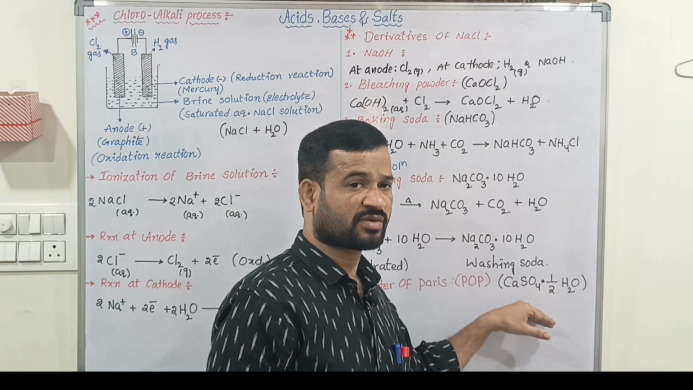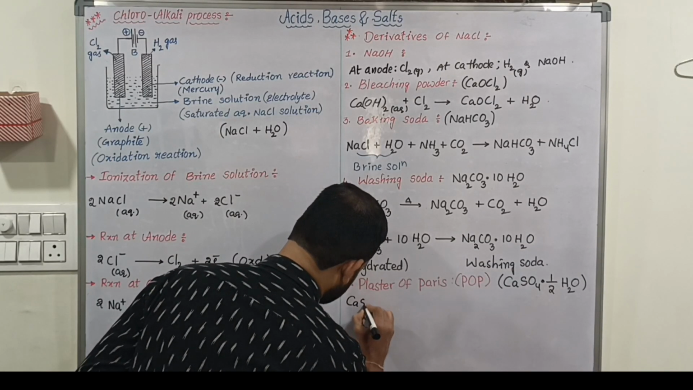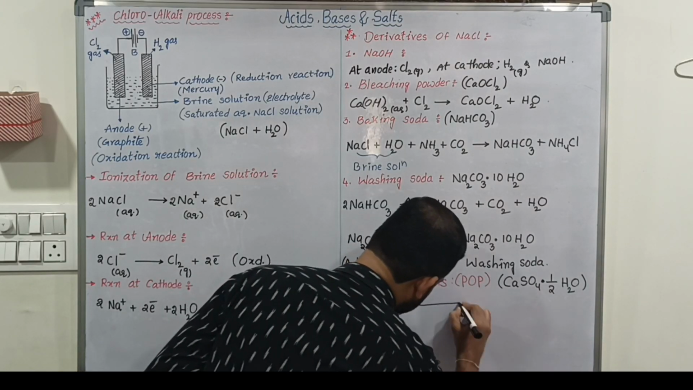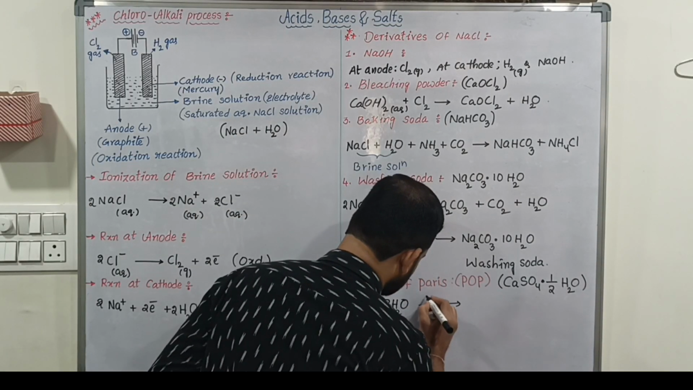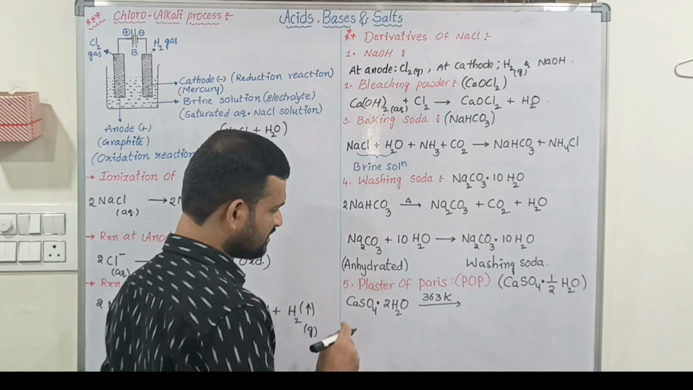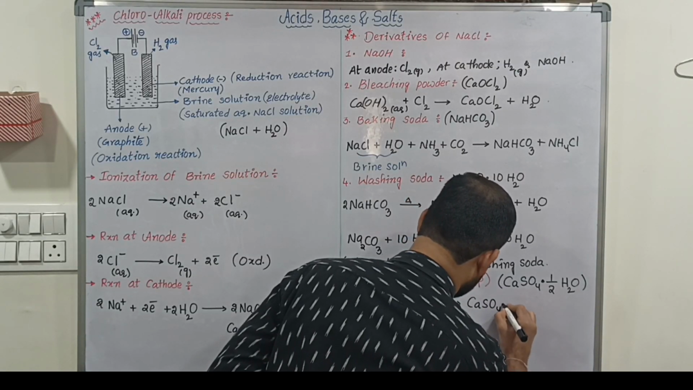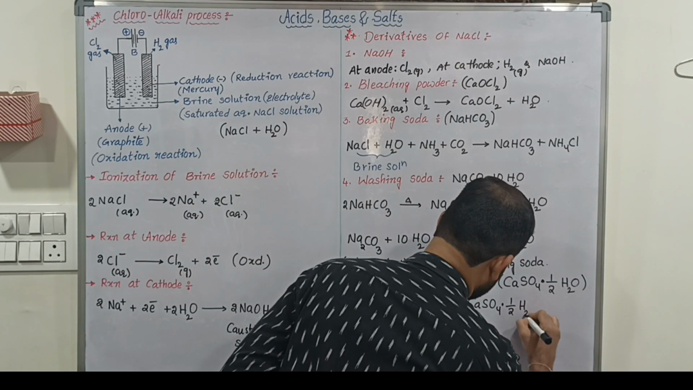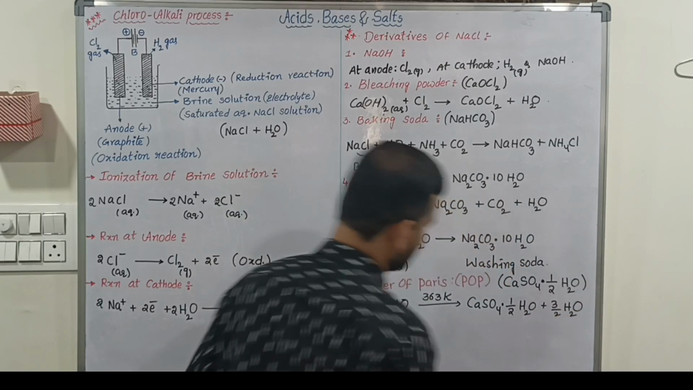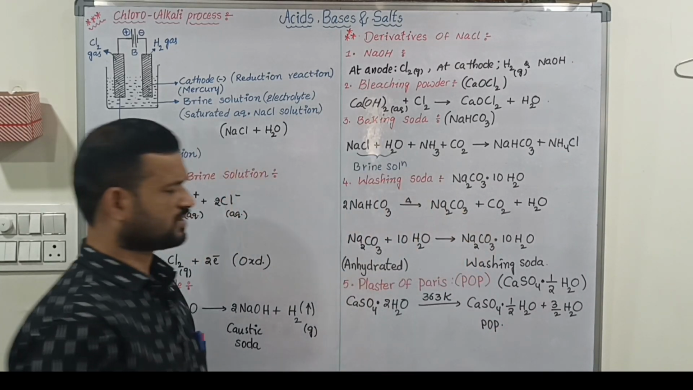It is obtained from gypsum, that is CaSO4.2H2O. Whenever we heat this salt at a temperature of 363 Kelvin, we get CaSO4.1/2H2O plus 3/2 moles of H2O. This is called POP, plaster of Paris.